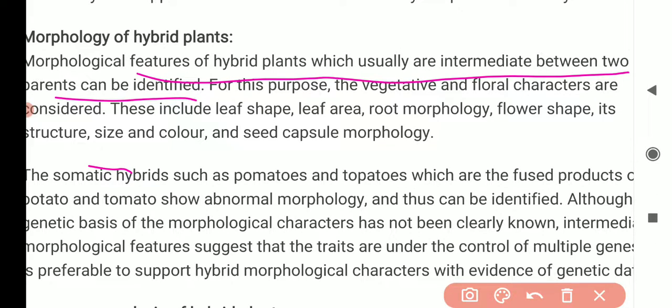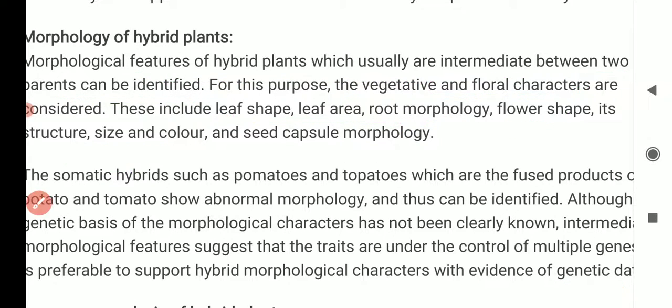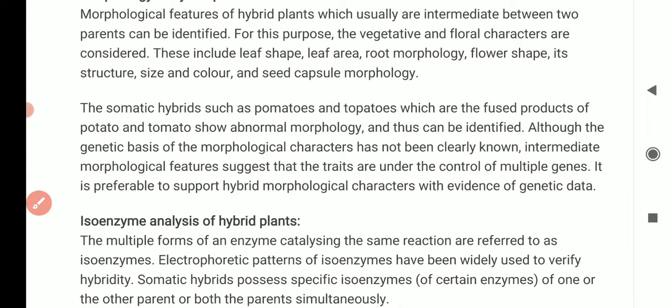intermediate between parents. Okay, so for this purpose, the vegetative and floral characters are considered. They include the leaf shape, leaf area, morphology, size, structure of the seeds and all. So for example, you have to take many features. My face is like my dad, but my hands may be like my mother's. So you cannot just look at the face, you cannot just look at the flower and say, oh, it belongs to this species. No, it's in between. You have to see all, you have to see many.